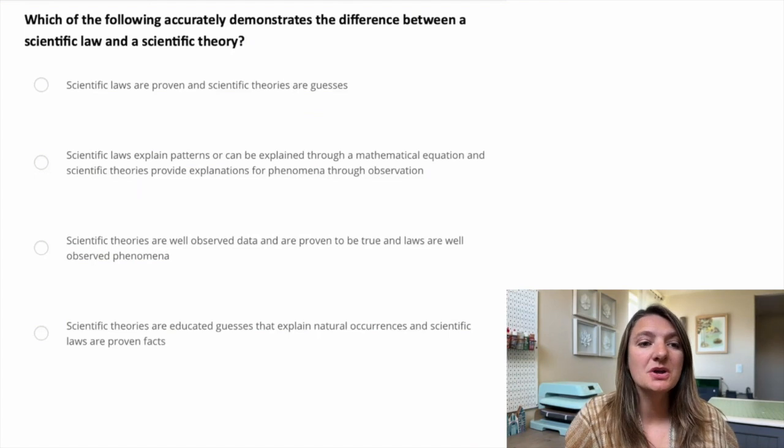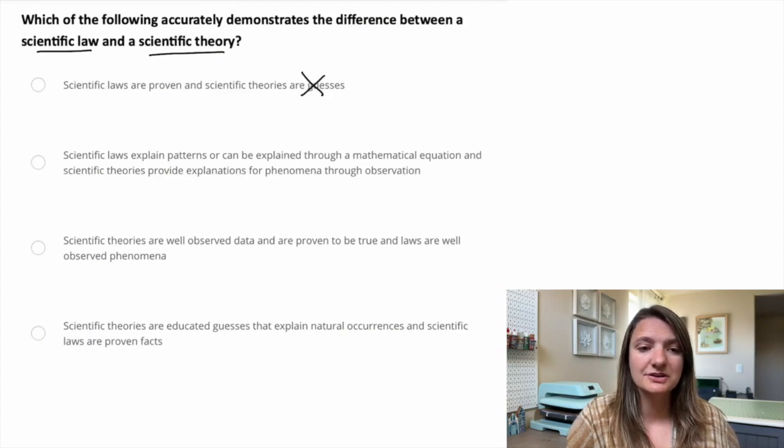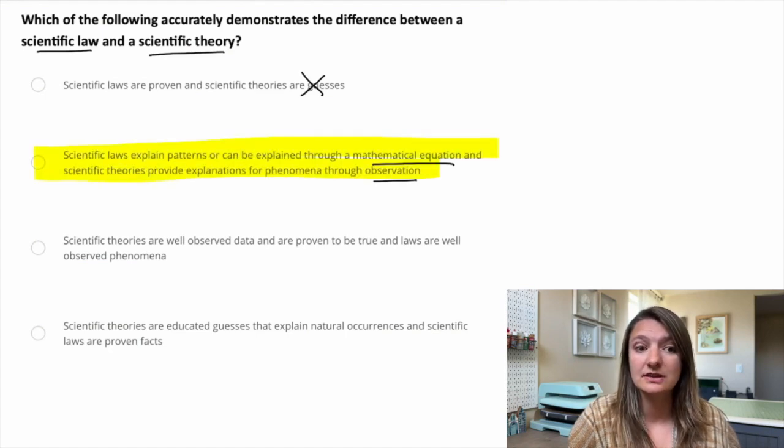Okay, question 2. Which of the following accurately demonstrates the difference between scientific law and scientific theory? A, scientific laws are proven and scientific theories are guesses. That's not correct because we don't have guesses here. B, scientific law explains patterns or can be explained through a mathematical equation, and scientific theories can provide explanations for phenomenon through observation. So this is going to be our correct answer. That is the definition of what a scientific law and a scientific theory is.